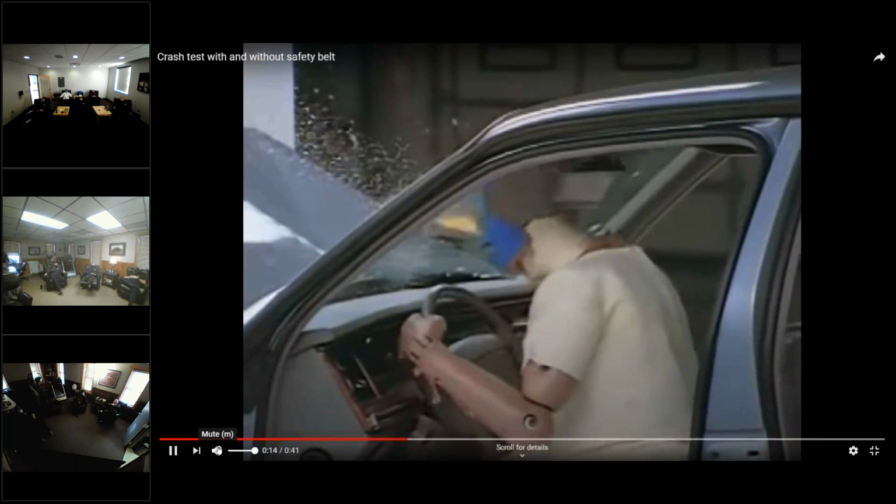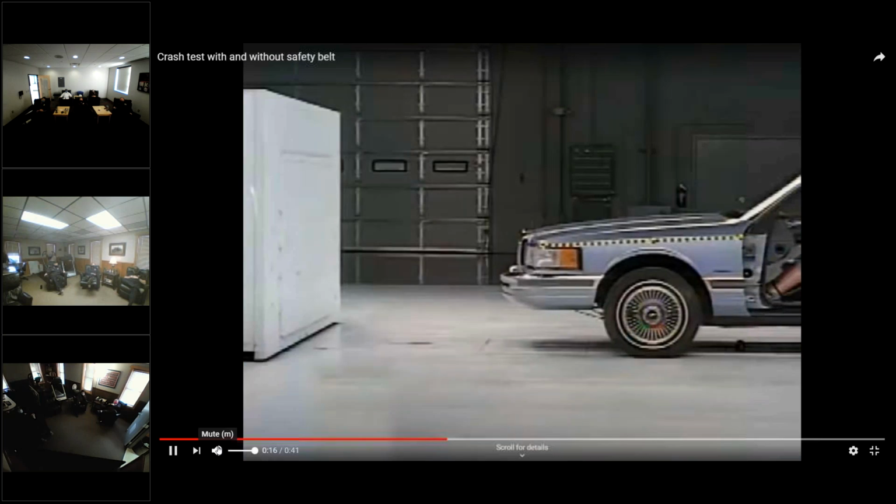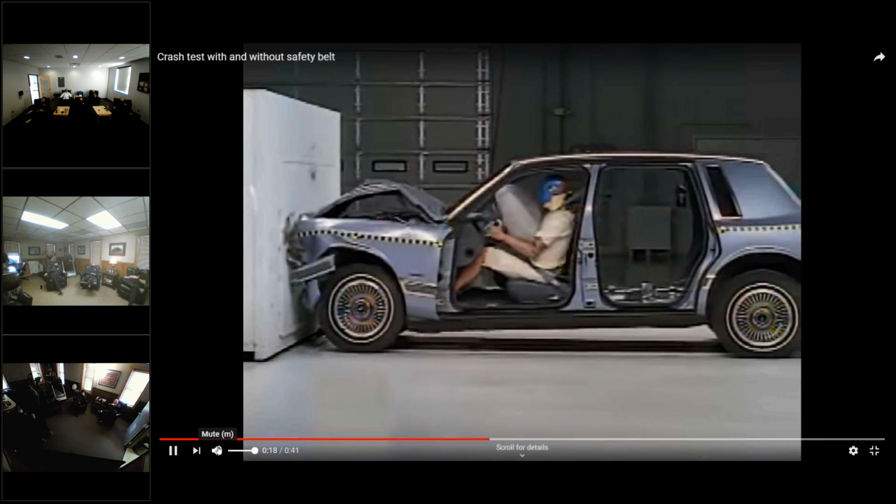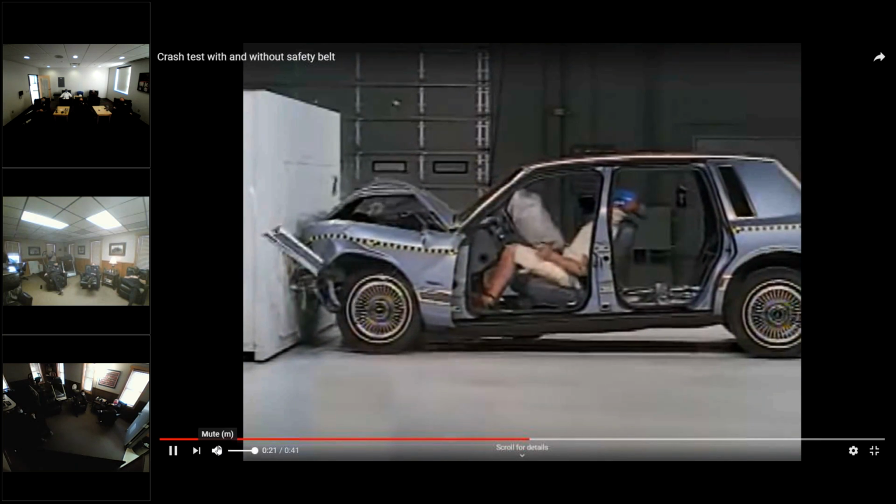As we can see, this particular driver is not restrained. And then the model of this vehicle did not have an airbag deployment.